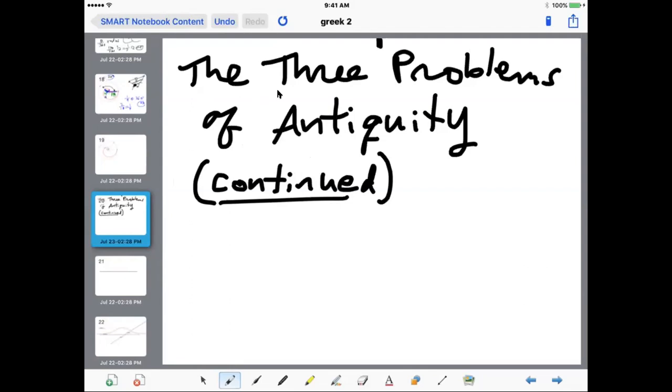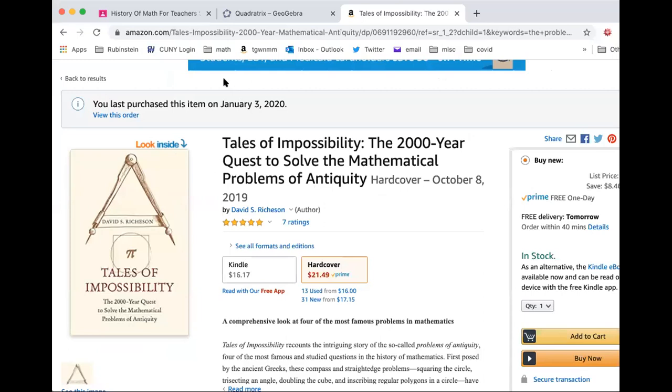Okay, so let's continue with the 3 problems of antiquity. And as I said, these things are really, really famous. I'll show you, this is on Amazon.com. You can see that last year a book came out. I mean, these problems of antiquity, they're in every history of math book, but I had never seen a single book that's dedicated only to the 3 problems of antiquity.